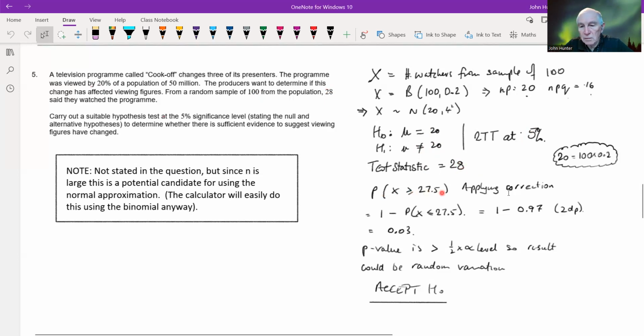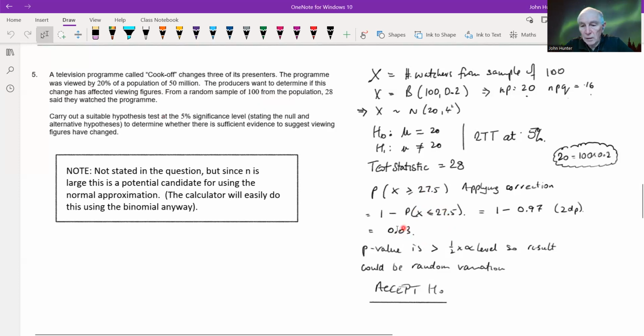So using our correction factor, we're now looking at the probability that X is greater than 27.5. That will be equal to 1 minus the probability that it's less than 27.5. We're doing that because our calculator works up to less than or equal to, and that's what we can calculate on the calculator. That comes to 1 minus 0.97 to 2 decimal places, or 0.03.